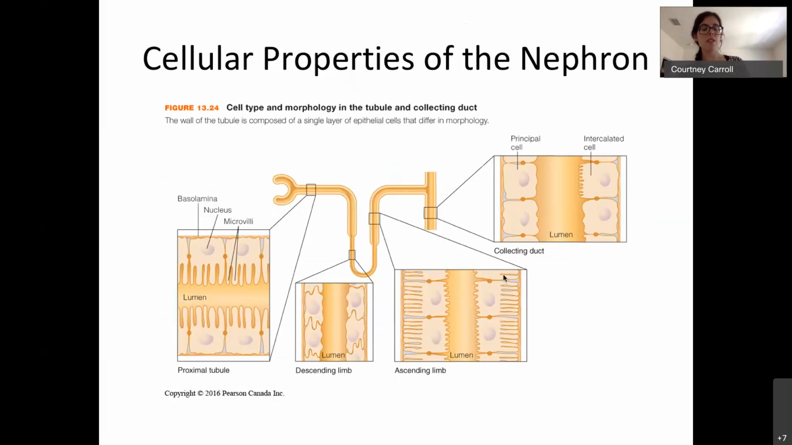Okay, so this is showing you what those cells look like. Again, we've got the proximal tubule, we've got lots of microvilli, lots of surface area. The descending limb, the cells start thick, get thin. The ascending limb, same thing. We've got those thin squamous cells into those thicker cuboidal cells. And then in the collecting duct, we're going to have principal cells and intercalated cells.